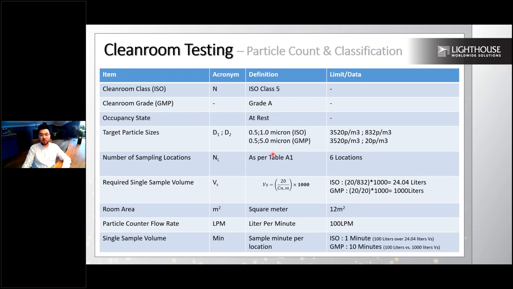Also, it says for grade A, I want you to collect 1 cubic meter of air at every location. So room area was 12 square meters, and my particle counter here is a 100 liter per minute instrument. So in this case, minimum sample volume for ISO will be 1 minute, because every minute I'm going to take 100 liters instead of 24, because I cannot take less than a minute. I cannot use this instrument for 16 seconds to collect 24 liters of air, or 15 seconds to collect 25 liters of air. I will be going with 1 minute sampling minimum requirement. And GMP requires 10 minute sampling, because each minute I'm going to sample 100. So multiply by 10, I'll be able to collect 1000 liters.